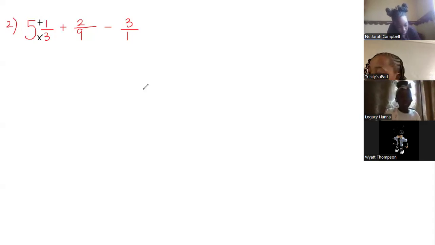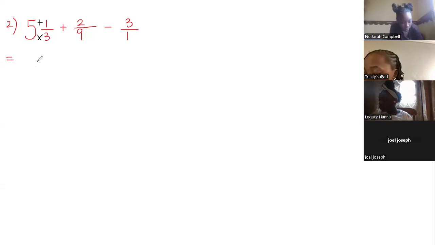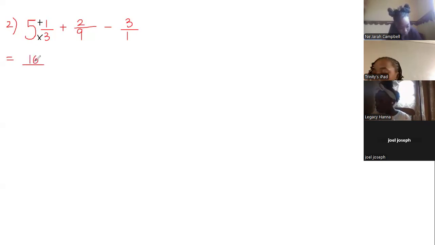Write this down for me, please. Everyone should be writing this down. What is 5 times 3? 15. 15 plus 1 is what? 16. Very good. So it's going to be 16 over 3, plus 2 over 9, keep the same 2 over 9, minus 3 over 1. So we have 16 over 3 plus 2 over 9 minus 3 over 1.